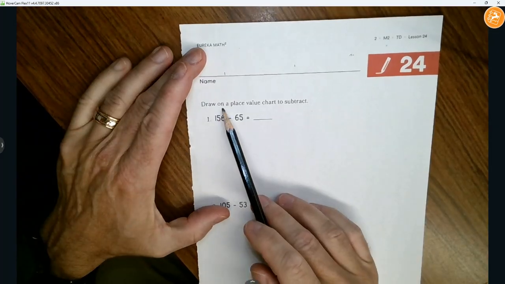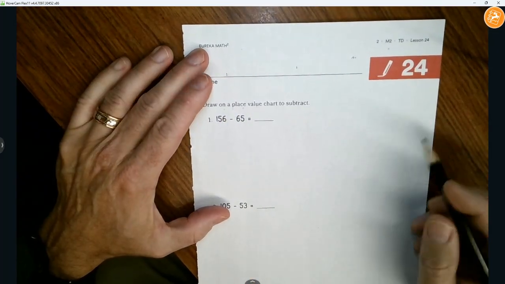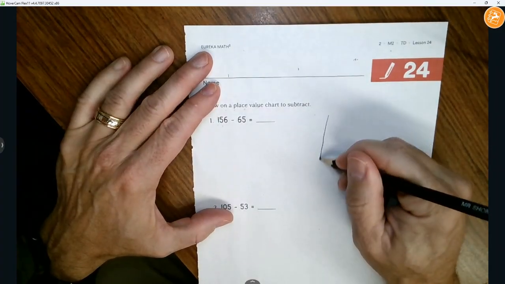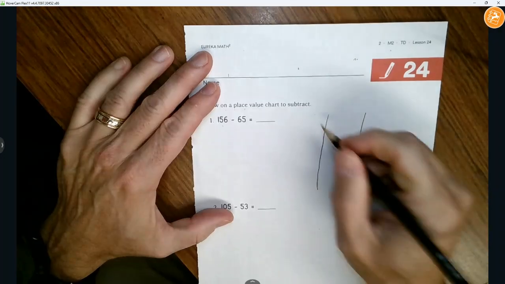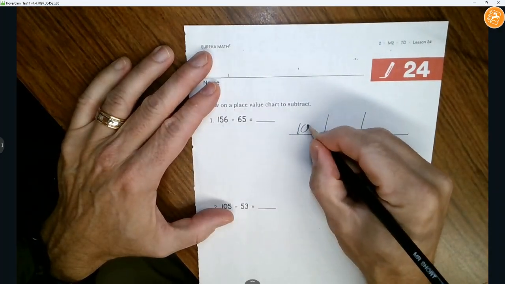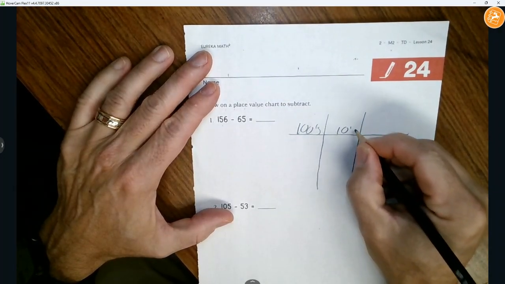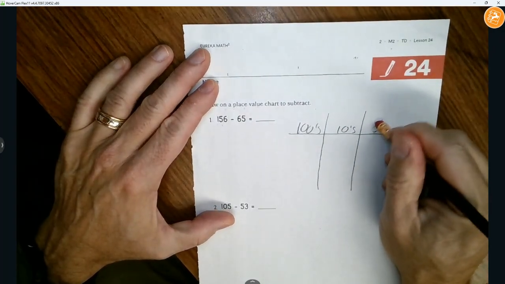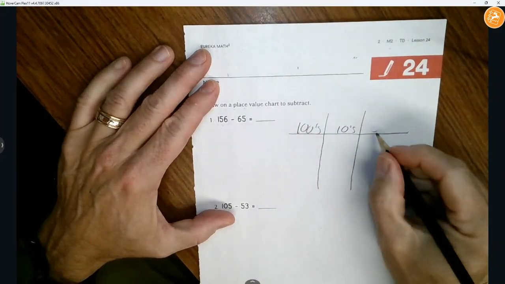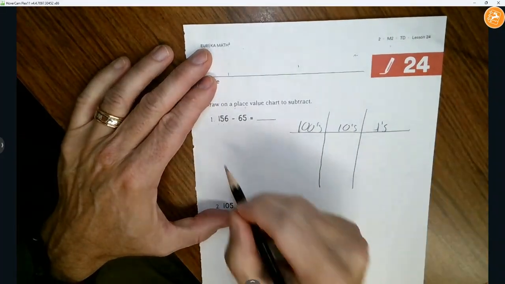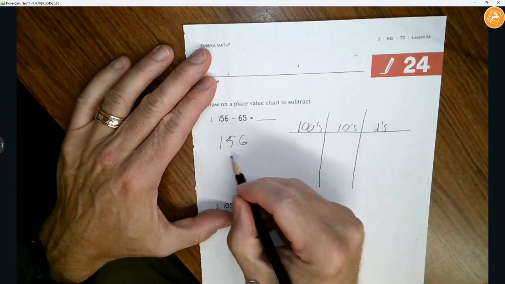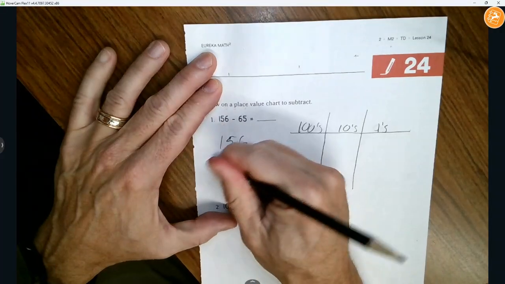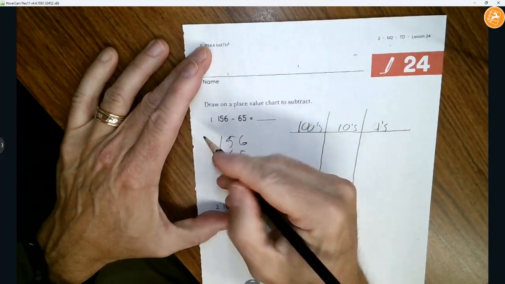All right. Draw on a place value chart to subtract. Okay. So we got hundreds, tens, and ones. So let's draw the place value chart. Hundreds, tens, and I almost wrote the number. Ones. I'm going to do it over here. 156 minus 65. Yes, that minus sign should not be in the hundreds place.